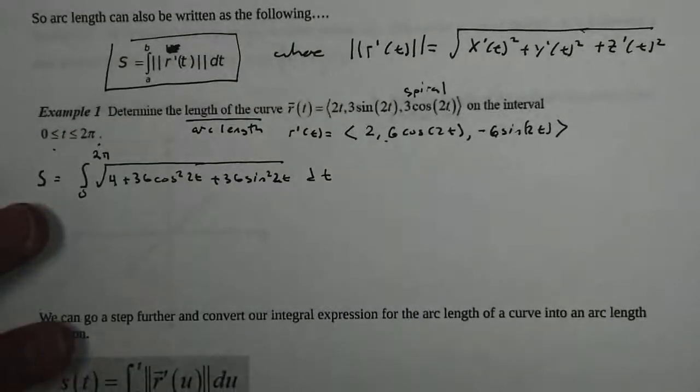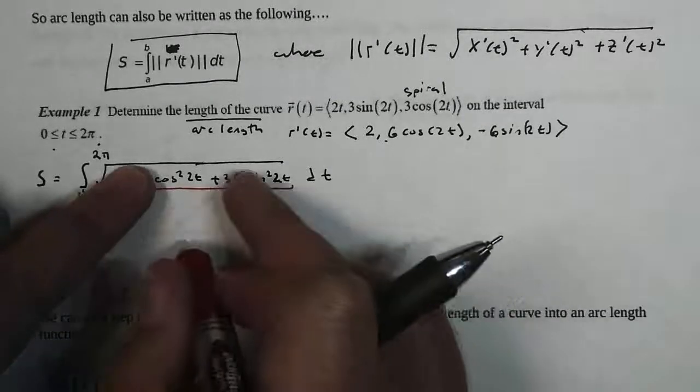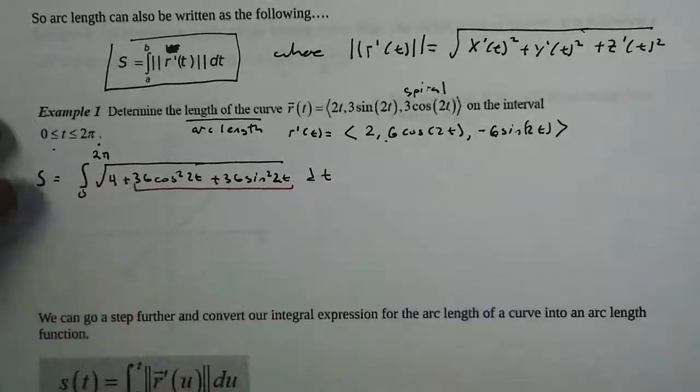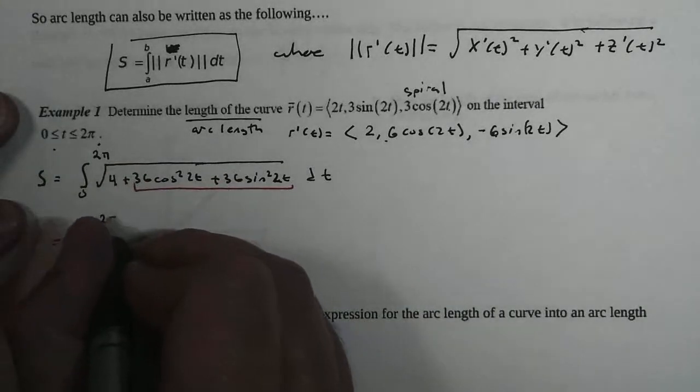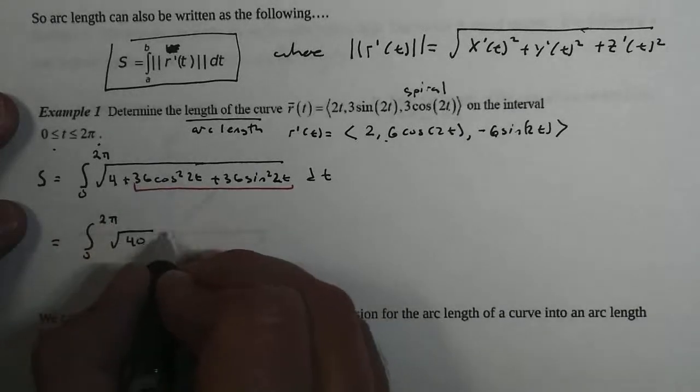And notice this part right here, we should recognize this already. That is just cosine squared plus sine squared, which is 1. We're just multiplying it by 36. So my integral just becomes 0 to 2 pi, the square root of 40 dt.